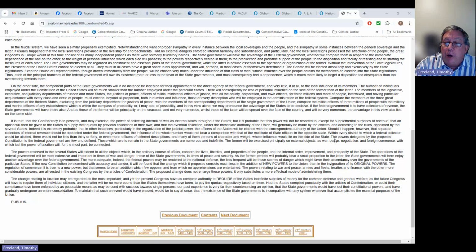And here we start here. The powers delegated by the proposed Constitution to the federal government are few and defined. Those which are to remain in the state governments are numerous and indefinite. The former will be exercised principally on external objects, and we're talking about the federal government, external objects such as war, peace, negotiation, and foreign commerce, with the power of taxation will for the most part be connected.